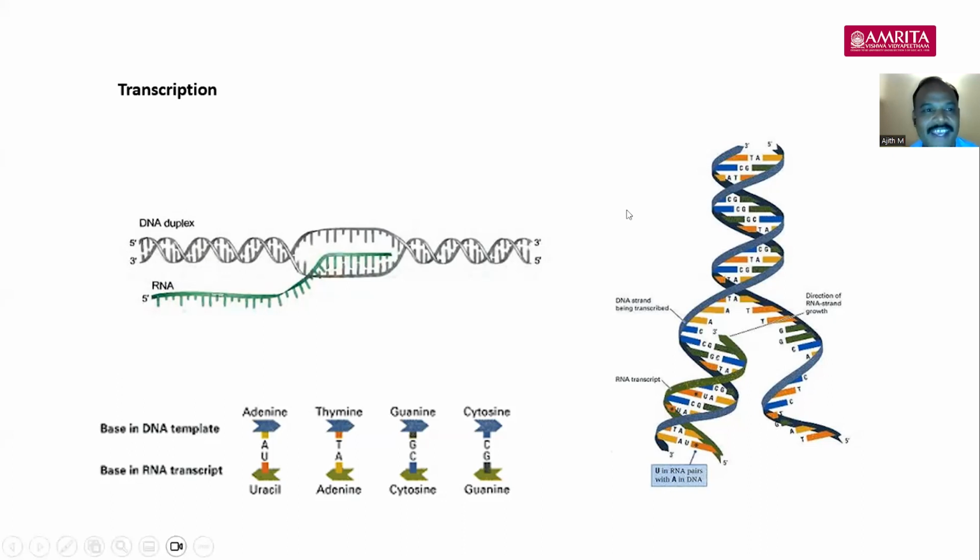Okay. Thank you. So transcription, as I told you, is where the information is rewritten in a different molecule. But it is also interesting to see that there are 2 strands associated with the DNA molecule. It's a double-stranded DNA helix. But only one of the strands has the information to be transcribed into an RNA molecule.